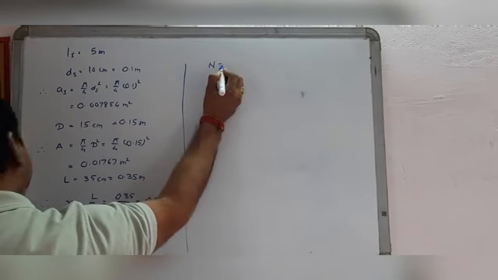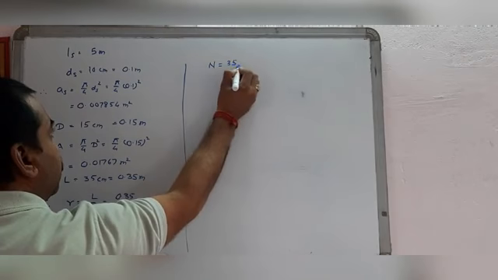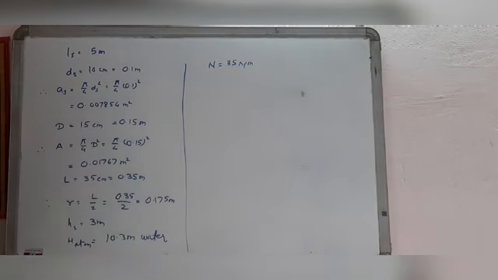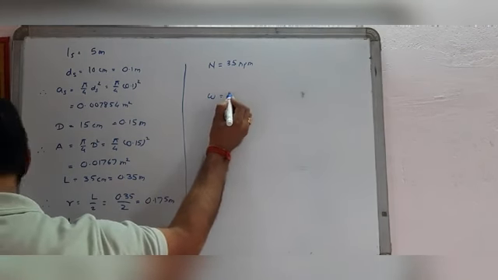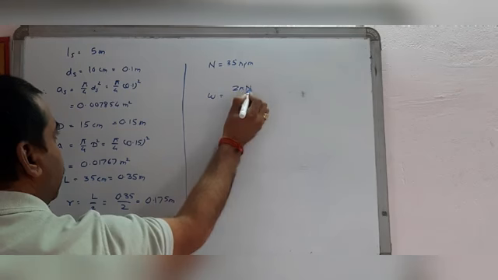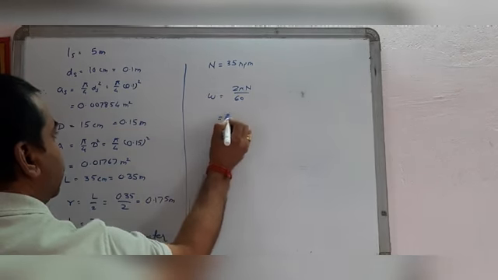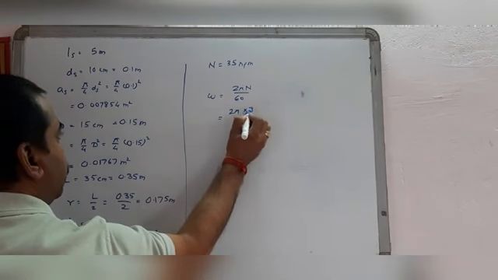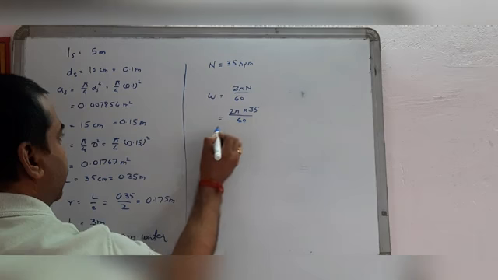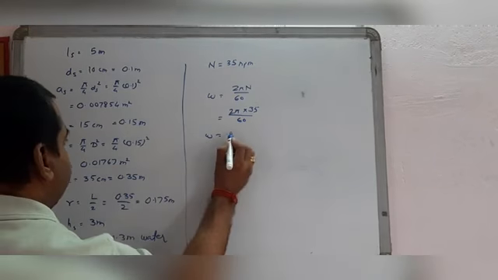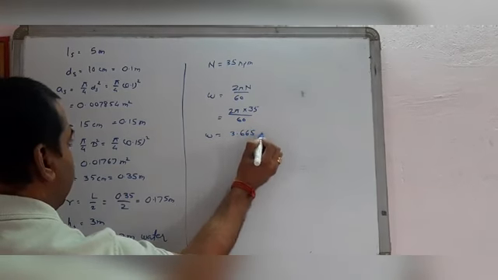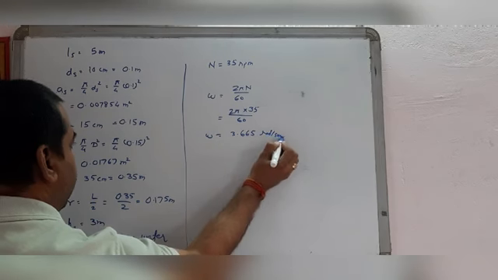Speed of pump is given N equal to 35 rpm. Angular speed of crank is given by omega equal to 2 pi N by 60. So this is 2 pi into 35 by 60. So this omega equal to 3.665 radian per second.